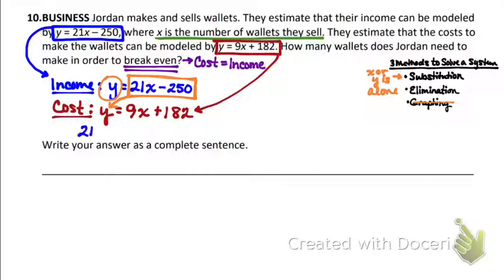So I would have 21x minus 250 equals 9x plus 182. That's what substitution would look like here. I took everything after the equal sign in one of my y equals equations, and I put it in the place of the y in the other equation. All right, I'm going to recopy that over here so that we can actually solve it.